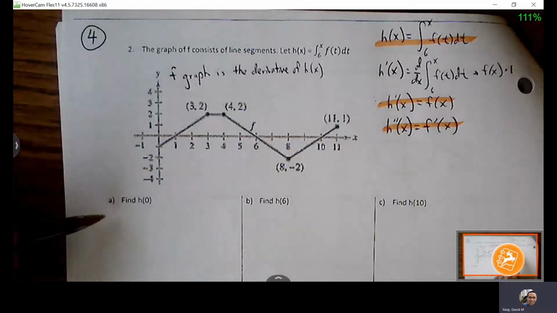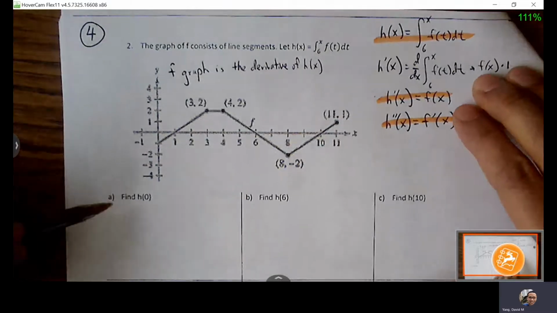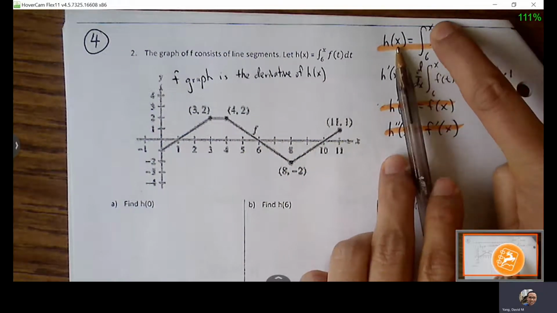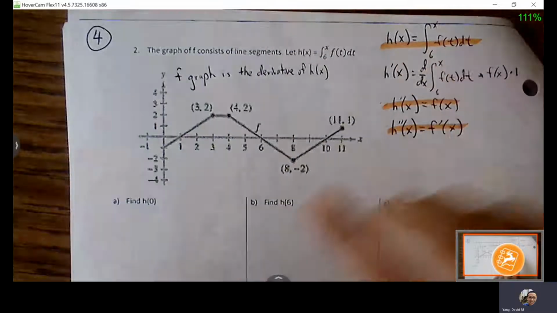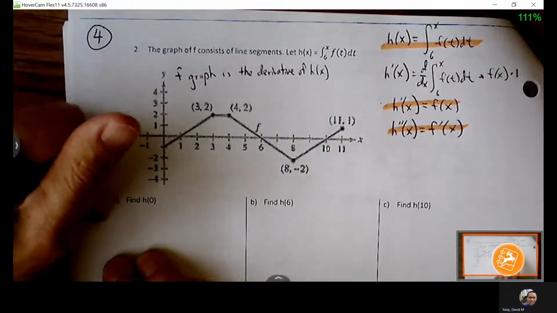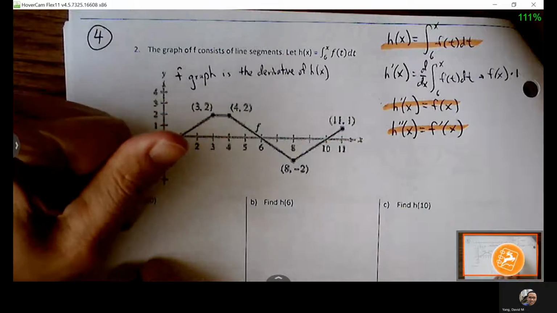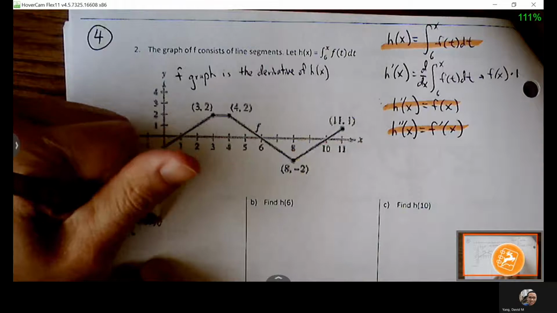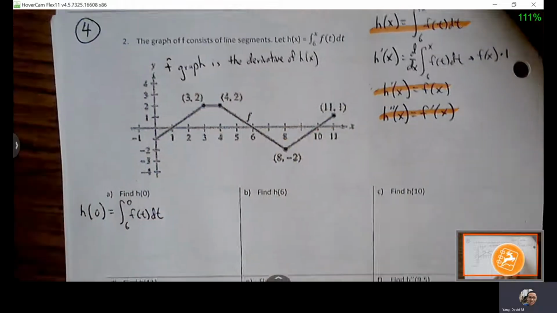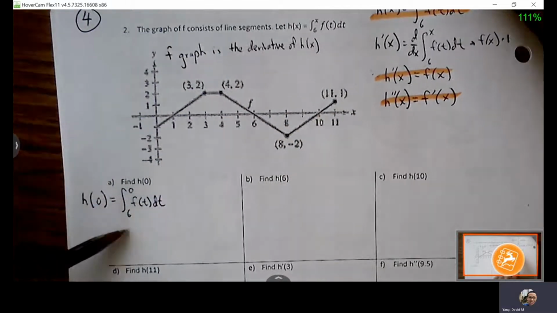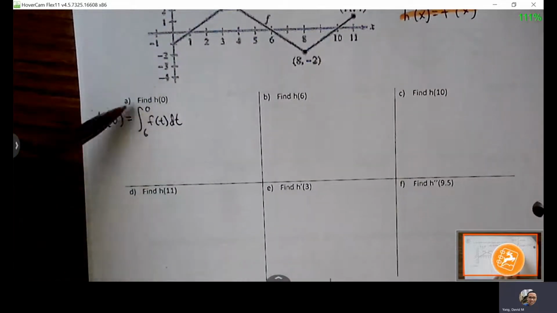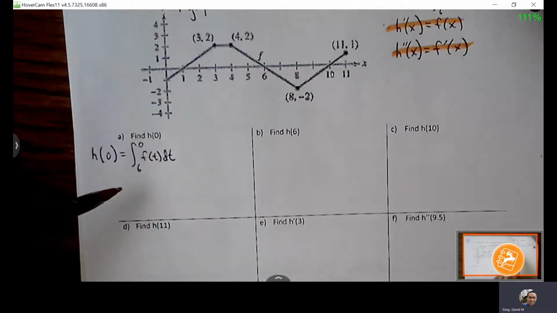Okay, so part A says find h of 0. If I want to find h of 0, I'm just going to use this formula here. The formula says I'm going to replace the upper bound with 0, because that's what the rule says. Now, we want to use the graph to pull this information, but what do you notice about the bounds that makes it a little strange here if we're trying to pull this from a graph?